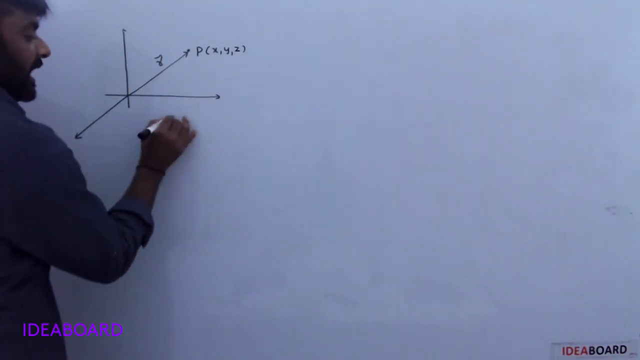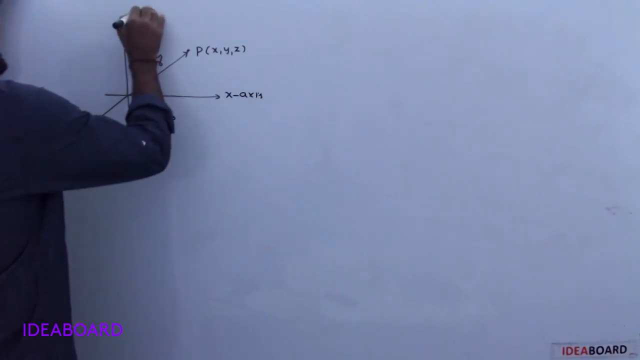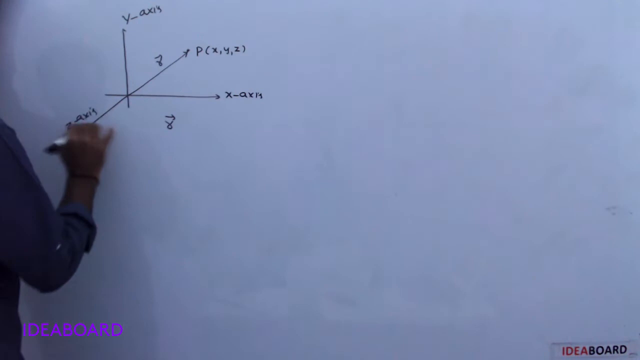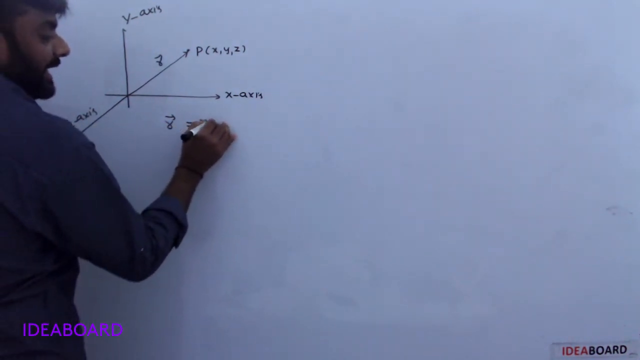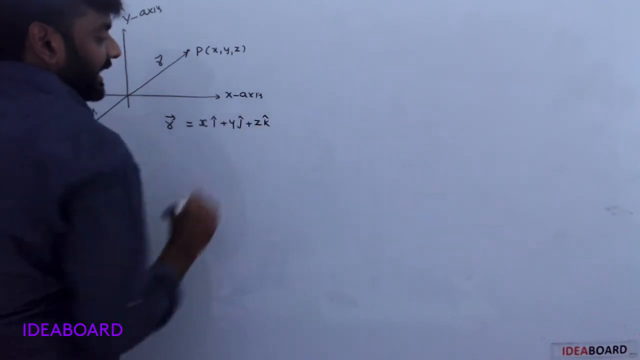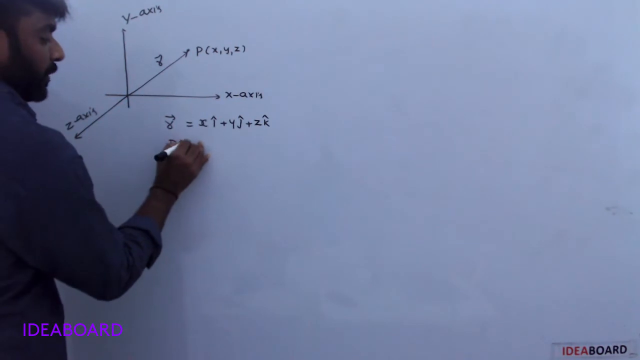So here this is the x axis, this one is the y axis, this one is the z axis. R bar equal to x i cap plus y j cap plus z k cap. Okay. This one is the position vector.